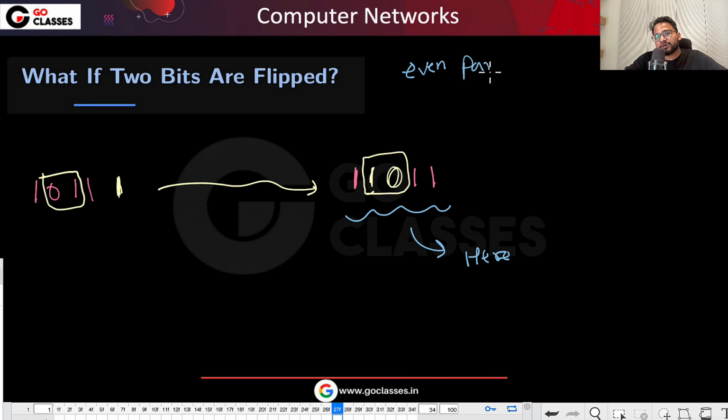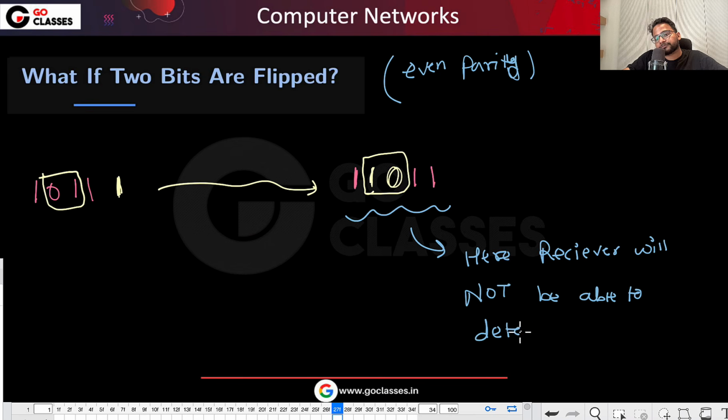Everything applies exactly the same for odd parity also. It's not that there is any difference between even or odd parity. I'm just taking even parity as a standard in our lecture, and you can have odd parity also. So the receiver's job is to check whether the total number of ones is even. If the total number of ones is even, the receiver will not be able to detect the error. That's the point.